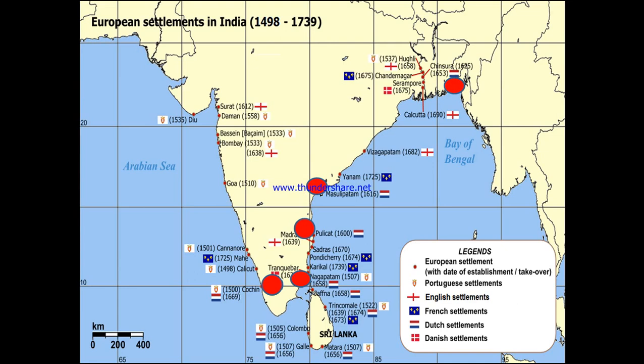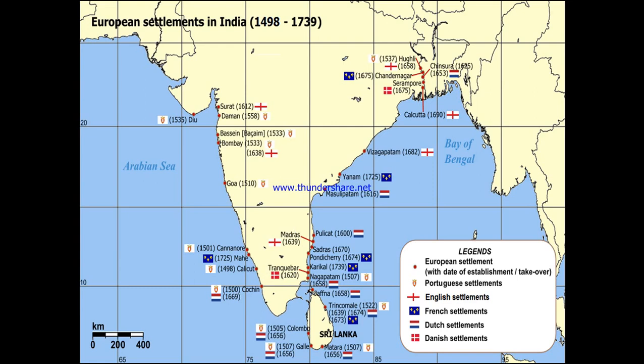These are the important trade centers, and in many other places also they had established their trade centers. But these are the major trade centers which had been established by the Dutch traders on the coastal areas.